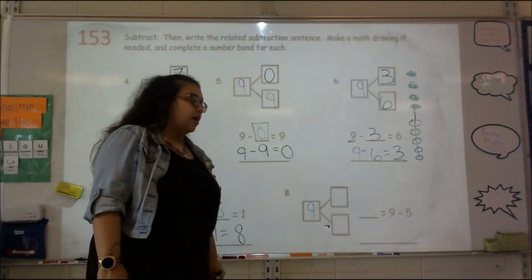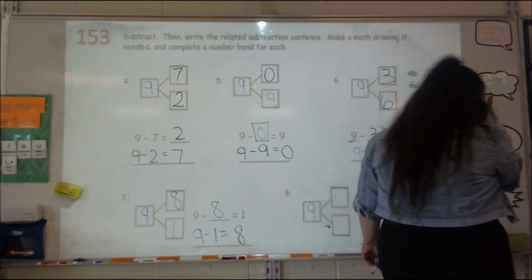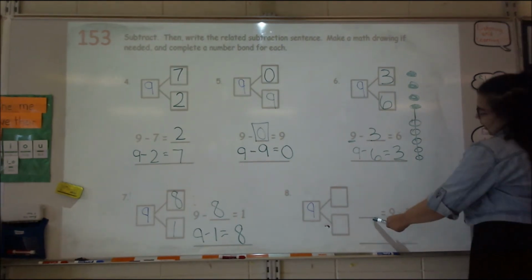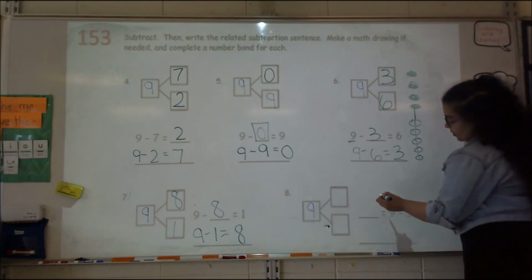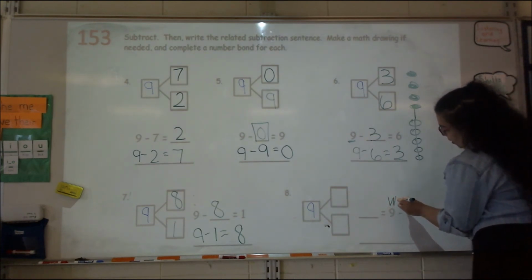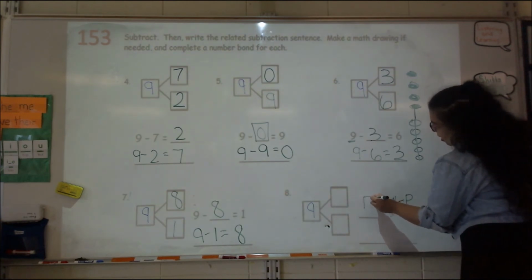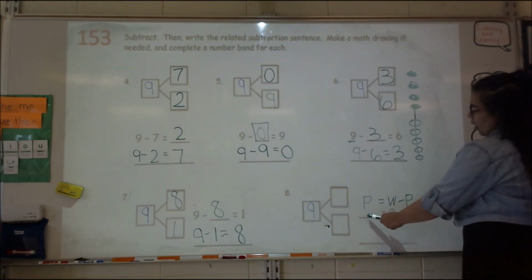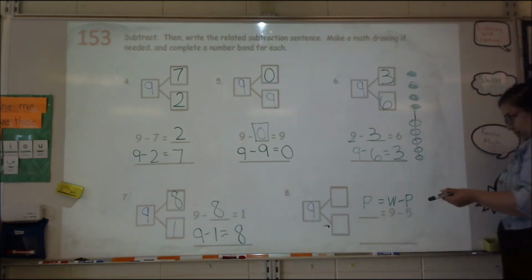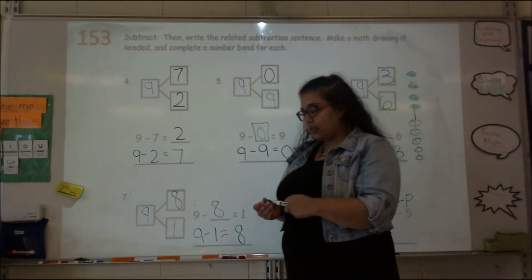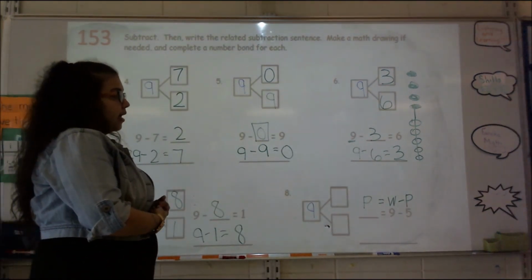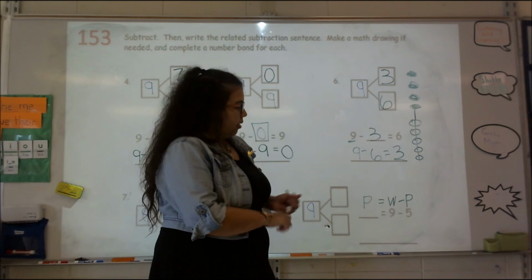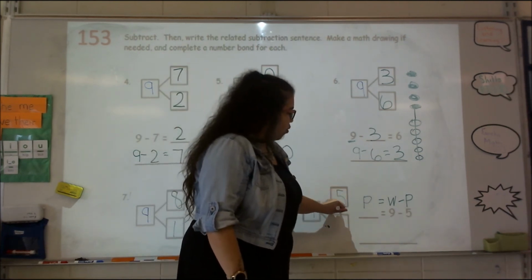Let's do our last one. I want you to look at how this one's presented to you. It says blank equals 9 minus 5. The same rules still apply. It is still whole minus part, and we know that equals the other part. But the problem was given to us as part equals whole minus part. That's how it was given to us, and that's okay. It doesn't prevent us from solving the problem in any way. We still know that 9 is the whole. We know that 5 is one of the parts.